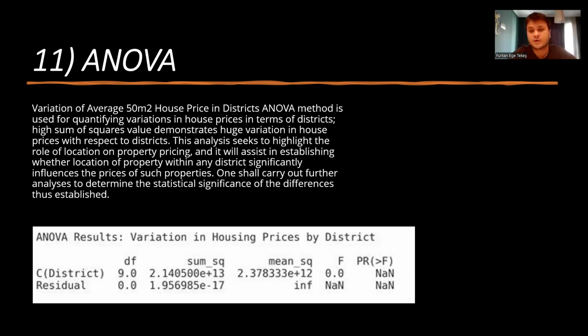Let's continue with ANOVA. This part uses ANOVA to analyze whether the average 50 meter square house prices differ significantly between districts. The large sum of squares suggests high variation across districts. However, the ANOVA table shows error.